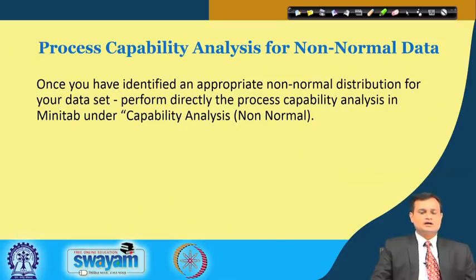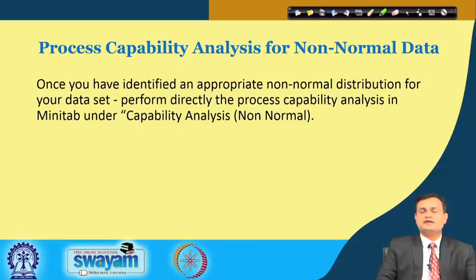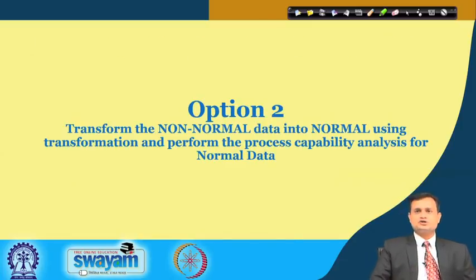So, process capability for non-normal data: once you have figured out your best fit distribution, then directly go to the option capability analysis non-normal, perform it, and you will get the results. Option 2 is basically to transform.